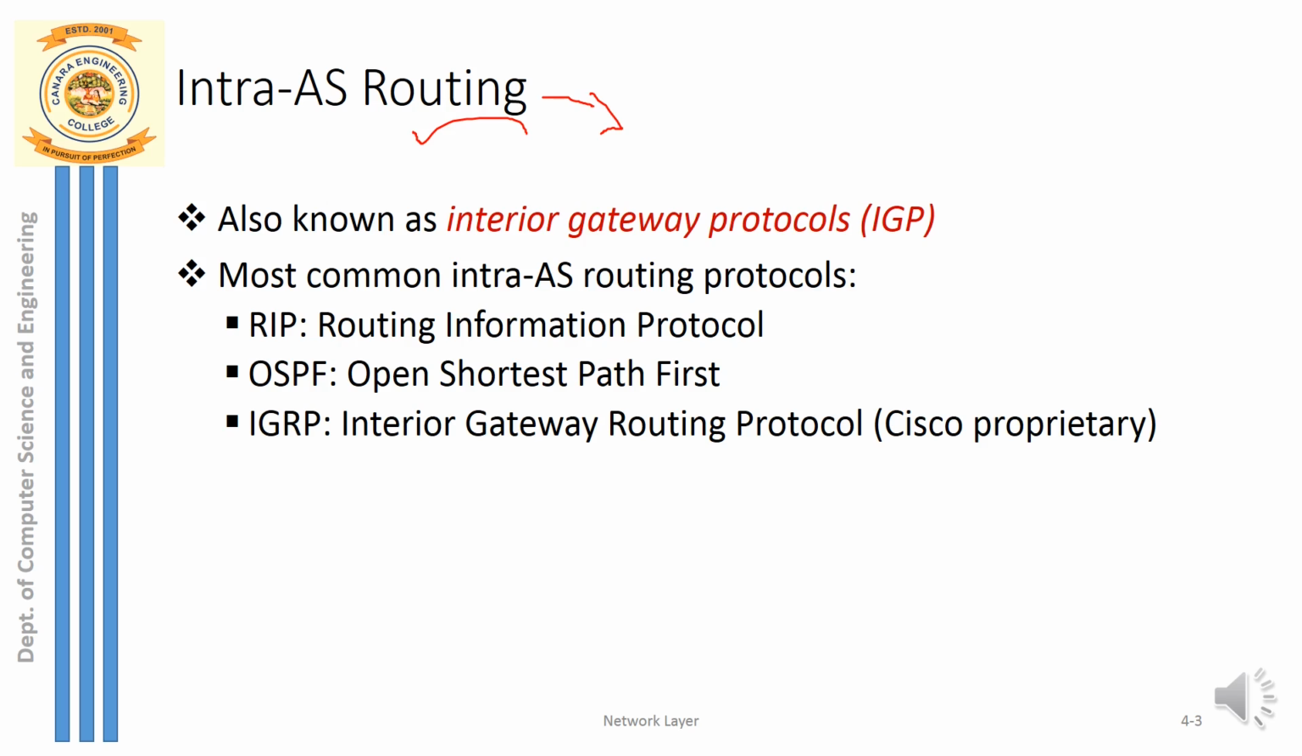So what is intra-AS? It is inside the autonomous system. Within the autonomous system, this routing protocol is implemented. We have three such intra-AS routing protocols: one is RIP, next is OSPF, and the last one is IGRP. Here we'll be discussing the first two protocols, RIP and OSPF. Out of that, now we will discuss what is routing information protocol, or RIP.